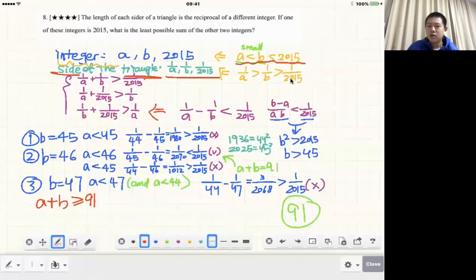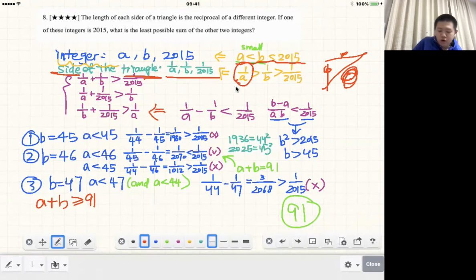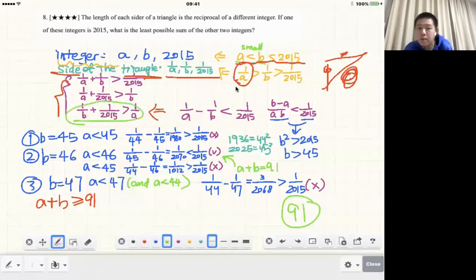When you have a triangle, what you should know about is a certain property of triangles: any two sides of the triangle should have a sum greater than the third side. This is how it works. The actual definition is any two sides. But in this case, we already know that 1 over A is the longest side. So of all these three inequalities, you only need to consider this one, because 1 over A is the greatest and the other two have to add up to greater than it.